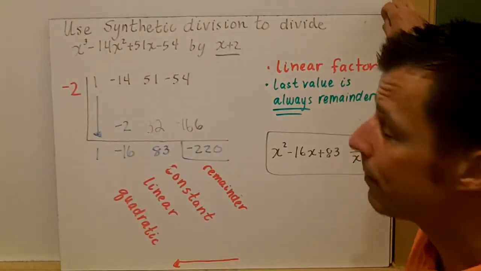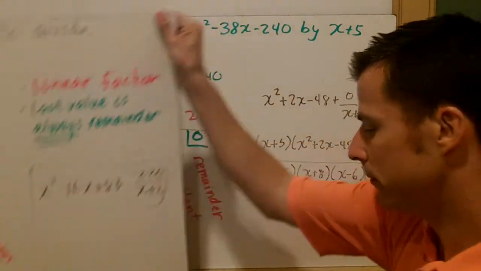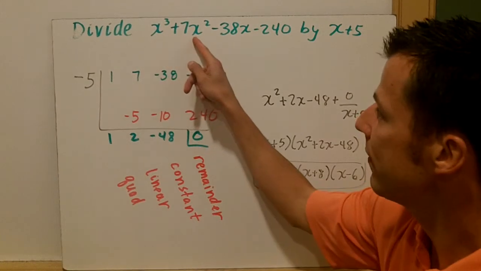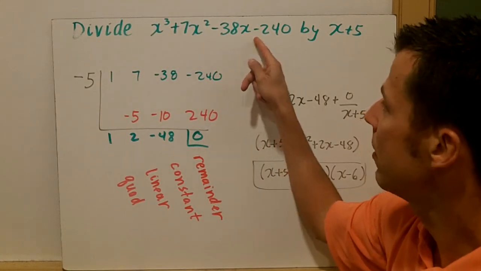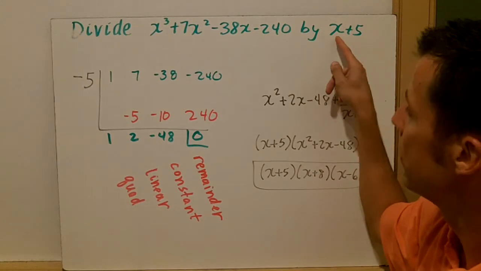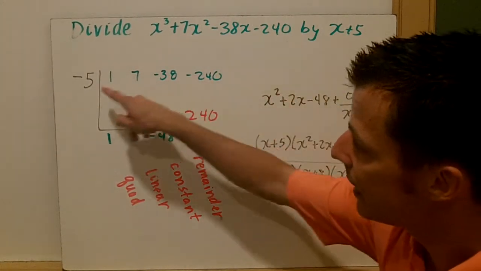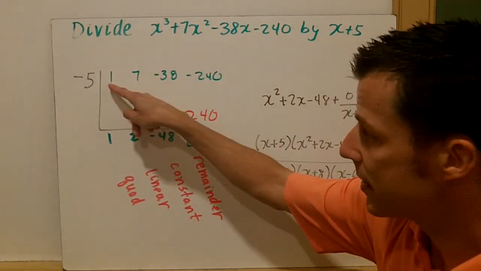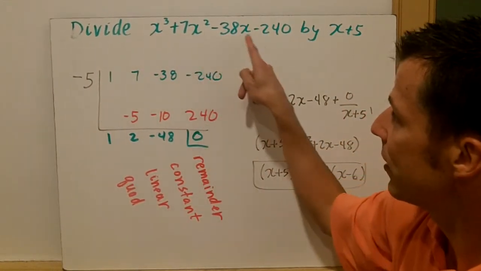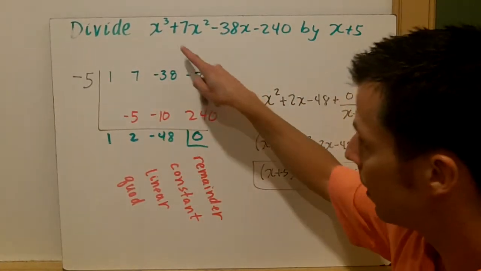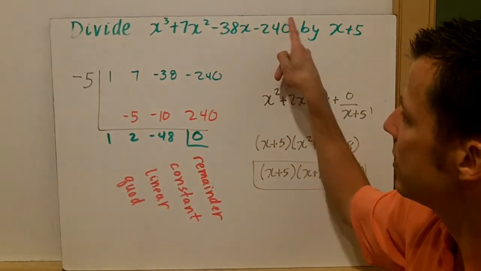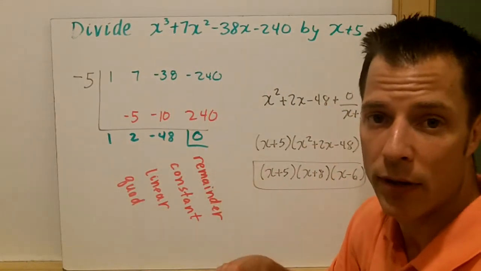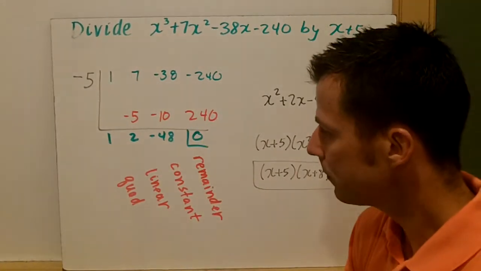So let's look at one more example. Let's divide x cubed plus 7x squared minus 38x minus 240 by x plus 5. So if this is my factor, negative 5 is my divisor. All my coefficients go inside. 1, 7, negative 38, negative 240. All here. 3, 2, 1, 0. I go in order from highest to the smallest power. Don't skip a power, so I don't have to put any zeros in it.